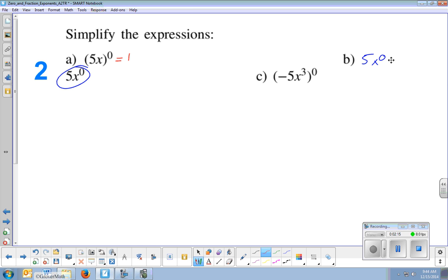That is different than just the x being raised to 0. Excuse me. There's no parentheses around 5x, which means that this 0 exponent is only applied to this x. So x to the 0 is 1, and it's 5 times that, so the answer is 5. So there's a big difference between whole thing raised to 0 and just part being raised to 0. And then question C here, we have negative 5x cubed, but the whole thing in parentheses raised to the 0 means it equals 1. It doesn't matter that the number is negative, doesn't matter that there's a variable with a coefficient. Anything and everything raised to the 0 power is positive 1.